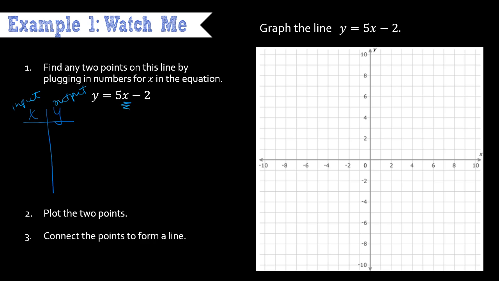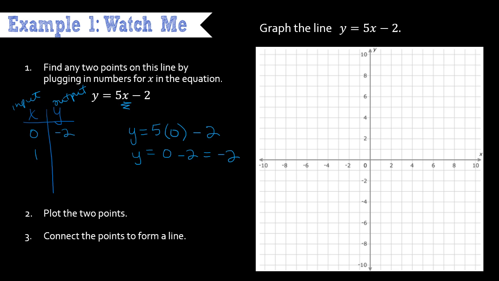So I'm just going to pick 0 and 1 as 2 points because they're pretty easy to work with. So if I start with this equation here, I've got y equals 5 times, and I'm going to plug in that input of 0. So I'm going to plug in 0 for x, and when I do that, I just end up with 0 minus 2, or negative 2. So that is my output. That is my answer for y.